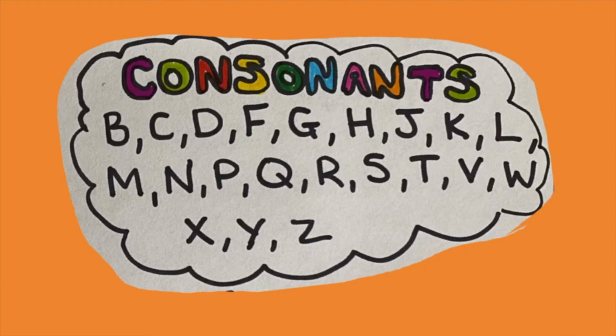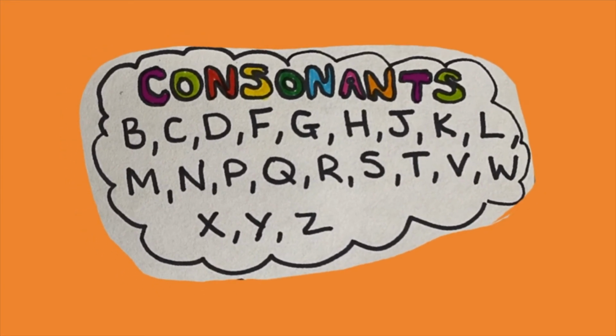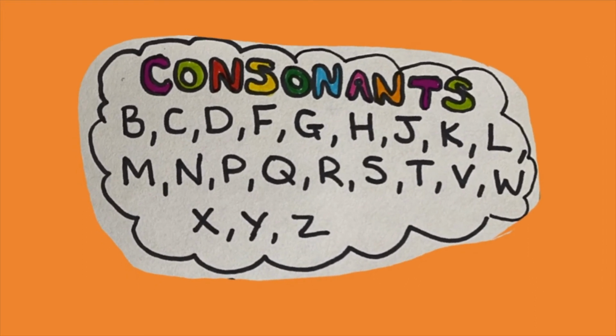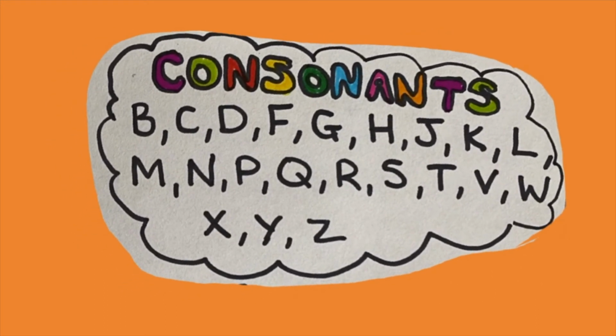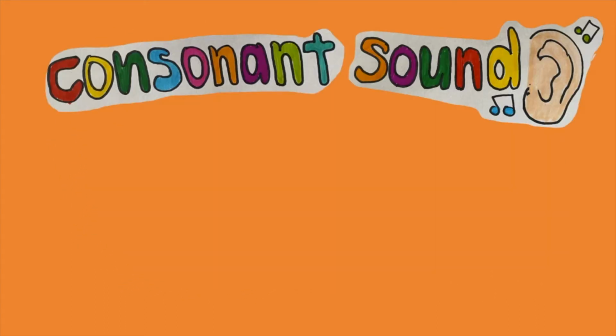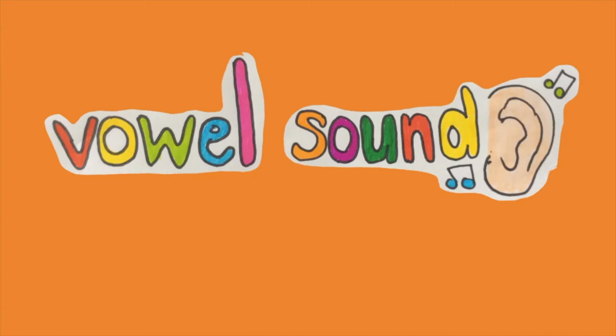And all of the other letters, which are B, C, D, F, G, H, J, K, L, M, N, P, Q, R, S, T, V, W, X, Y, and Z, well, they are consonants. If the word makes a consonant sound at the beginning, we use an a before it. I'll explain that better in a second, but first, what are our vowel sounds?